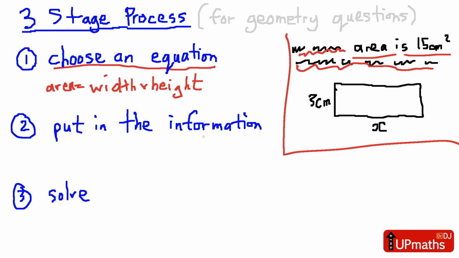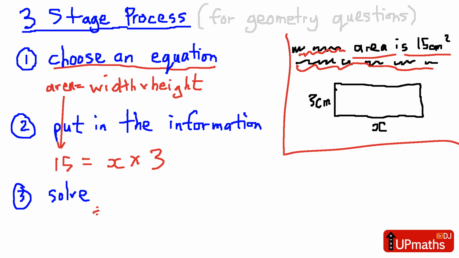Now you put in the information you've got. So do we know what the area is? Yeah, we do. So that'd be a 15. Do we know the width? Well, they've just given us an x, so I guess that's what we have to find out. We know the height is 3. Okay, so we've done that. Now we just have to solve it.